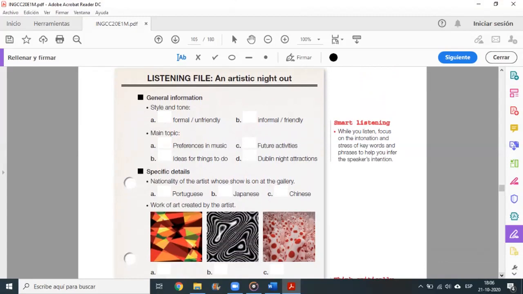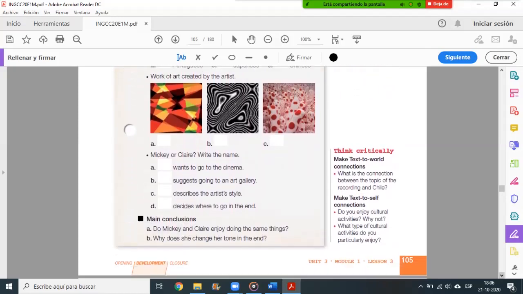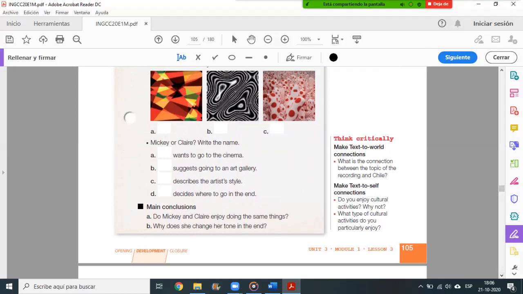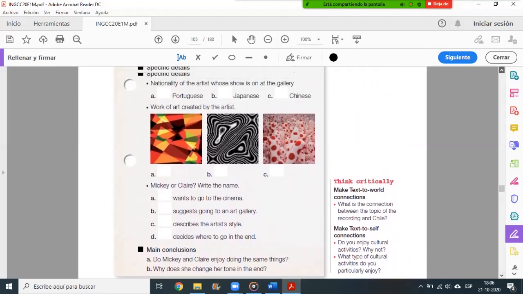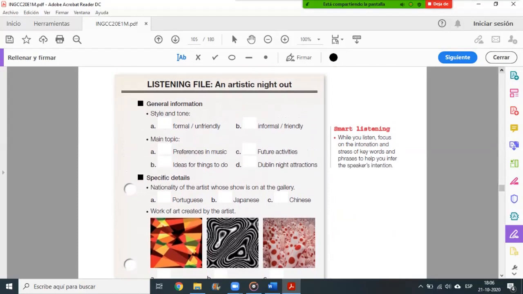Okay, now we are going to have a look at a listening file, page 105, página 105, yeah? Here we have the page, you know? Page 105. Okay, so in the first part, listening file, An Artistic Night Out.